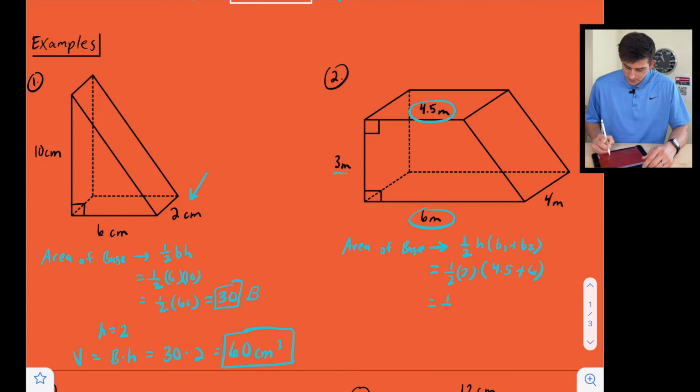Okay, so now we have 1/2 times 3 times 10.5, and we can type that in our calculator, 10.5 times 3 and times 1/2. So this gives us 15.75. Okay, so that would be capital B. So for volume, B times H, so now we have 15.75 times 4. And that gives us 63 cubic meters.